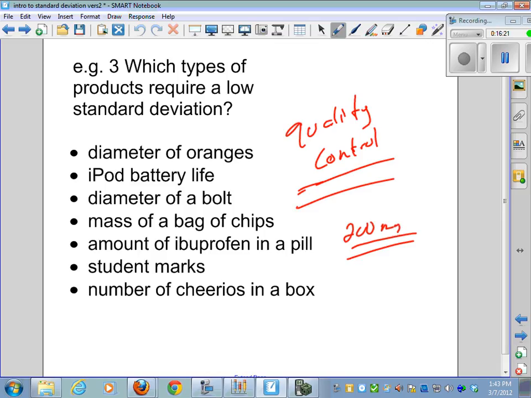Okay? Have you noticed that the chips, like you open them, half the bag is gone? It's sold by weight, yeah. Any company that manufactures anything, whether it's iPod batteries to bolts to chips to ibuprofen, all care about standard deviation. It's an important thing.